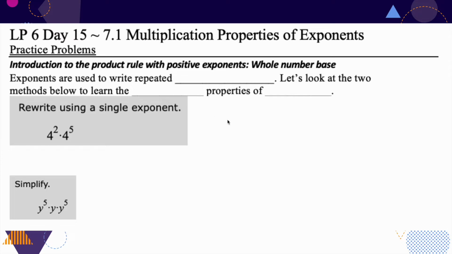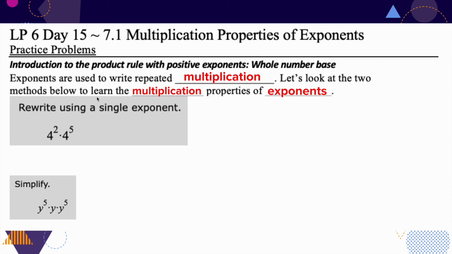Exponents are used to write repeated multiplication. We want to remember that. If I see 4 squared like I do here, it doesn't mean 4 times 2. It means 4 times itself 2 times, so 4 times 4. Or 4 to the 5th means 4 times itself 5 times, so 4 times 4 times 4 times 4 times 4. So that exponent tells me how many times I'm multiplying the base by itself.